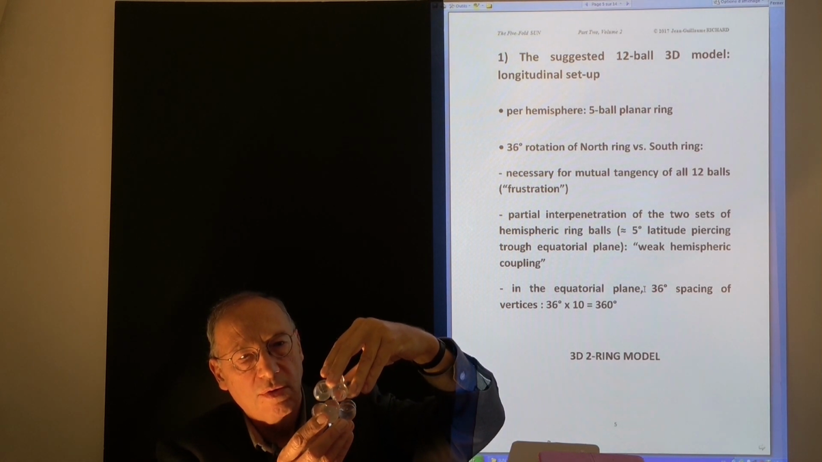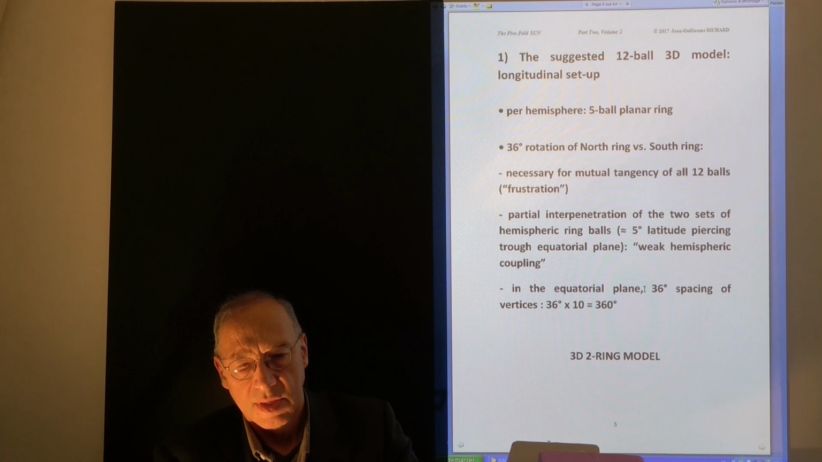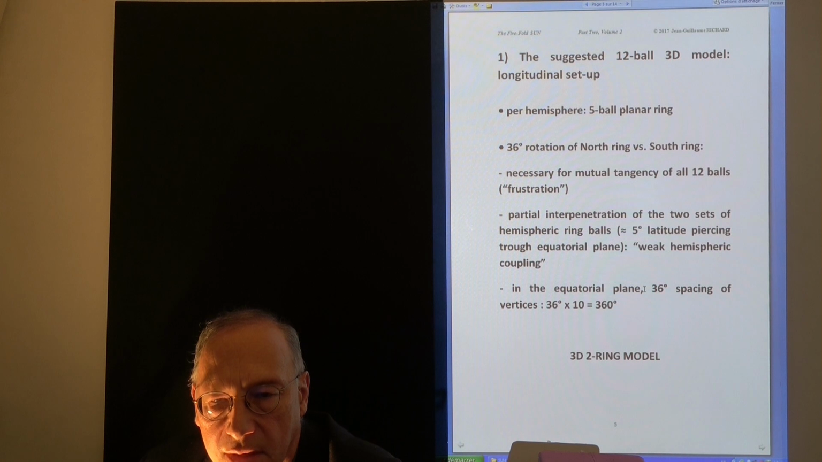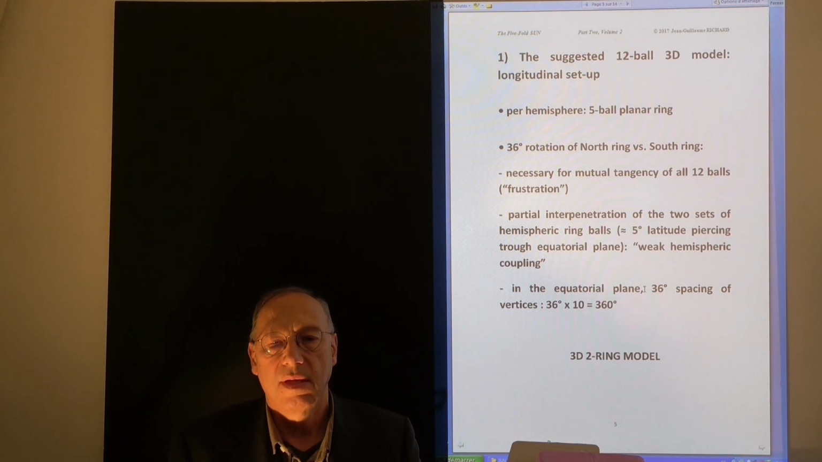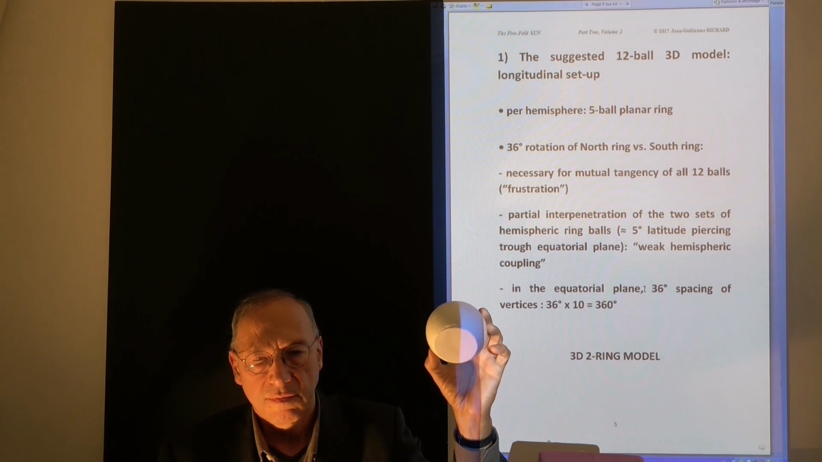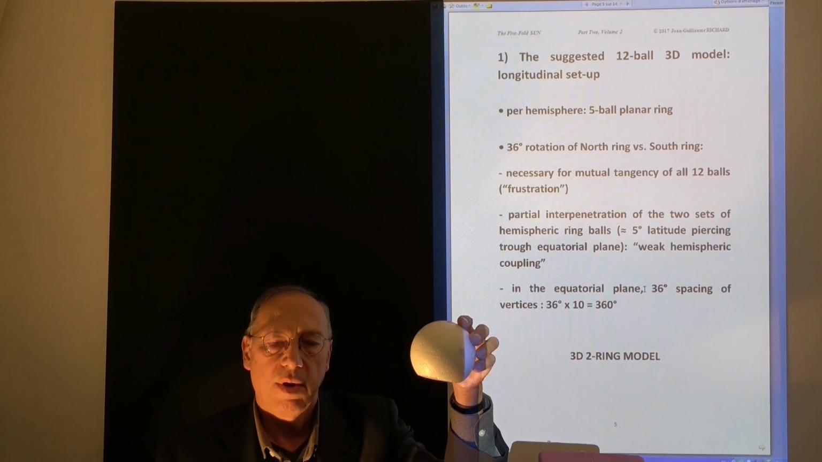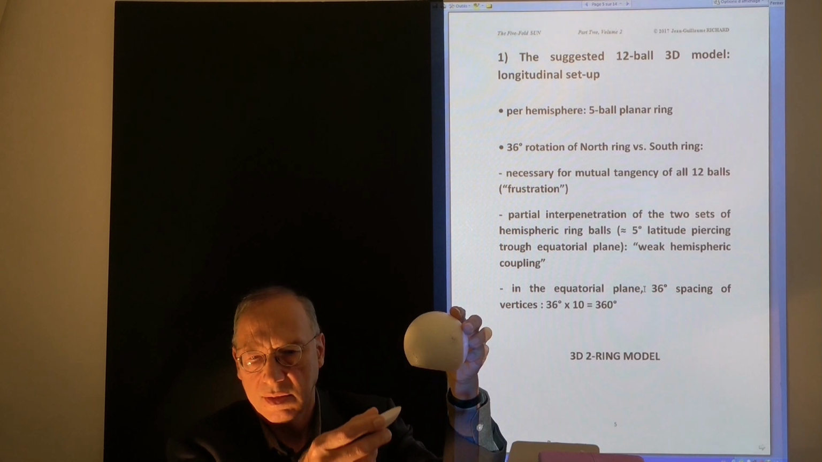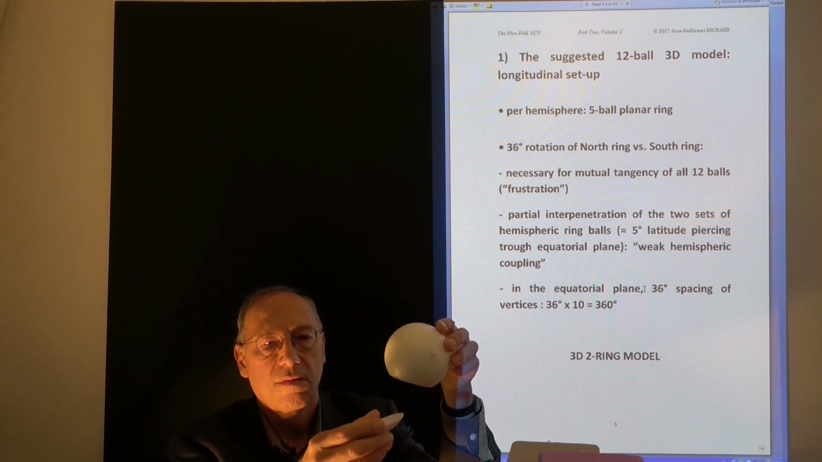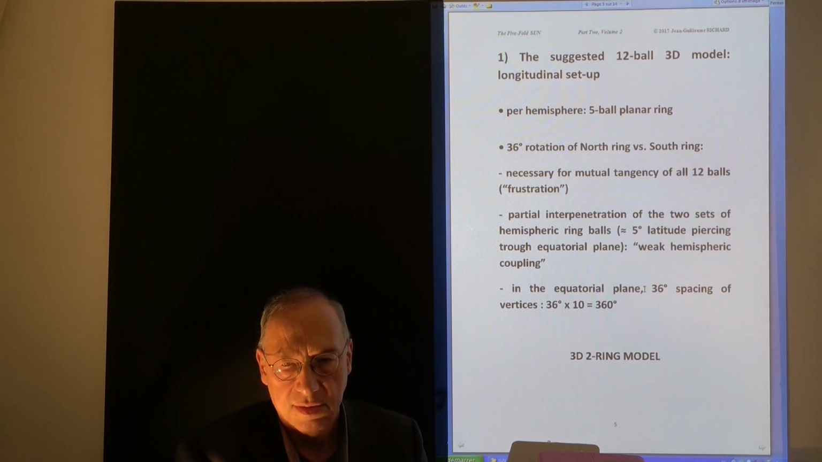Each of the 5 balls in each ring will pierce the equatorial plane, resulting in some sort of weak hemispheric coupling, as is the case for the solar ball. This is what remains from the northern hemisphere ball in a 5-ring above the equator, and this is what goes below the equator. The equator is now cutting through this ball by this amount, which is about 5 degrees of latitude.